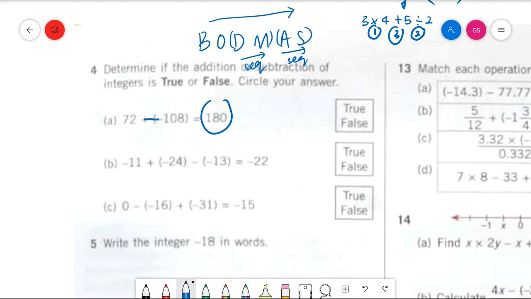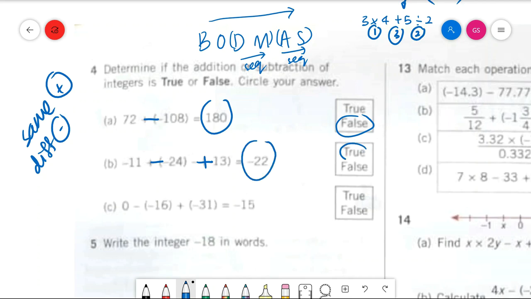So false. Second, negative 11, let's see what we can change. Positive, negative, become negative. Negative, negative, become positive. When it's same, I told you, it will give you positive. When it's different, it will give you minus. That's all. So, let's punch this into the calculator, and you will get the answer, which is negative 22, which is correct. True.